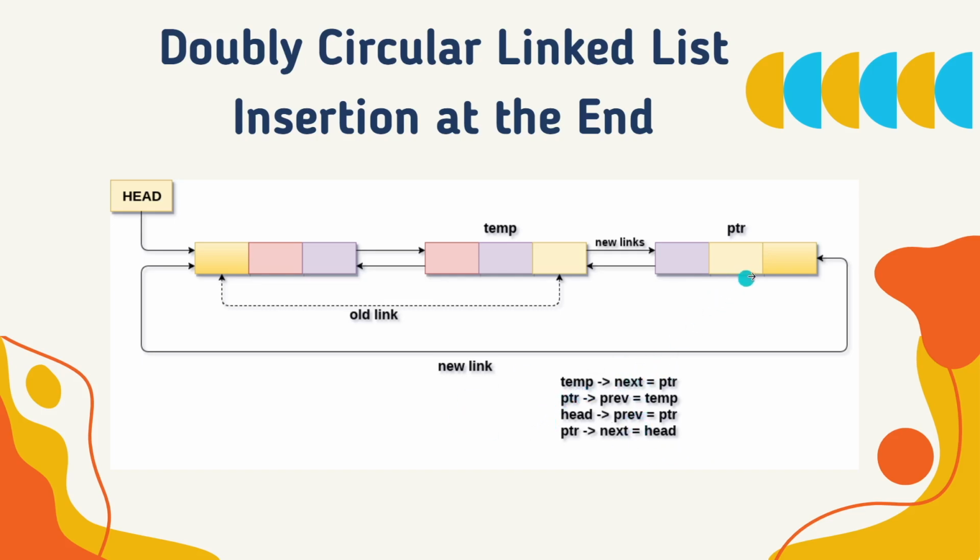First, temp's next is equal to PTR. We make this happen, so the last node is positioned at the right place, and then we set PTR's previous is equal to temp. So we have set up these two links. Now these two nodes point to each other, and then we come to the first node. Head's previous should contain PTR, which means the first node's previous part is made to contain the last node, and PTR's next part is made to contain the first node, which is available in head. Upon doing these 4 pointer modifications, we will be able to add a new node at the last position in a doubly circular linked list.